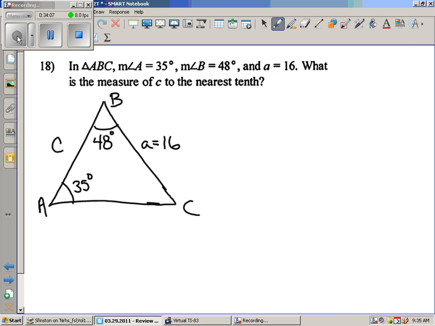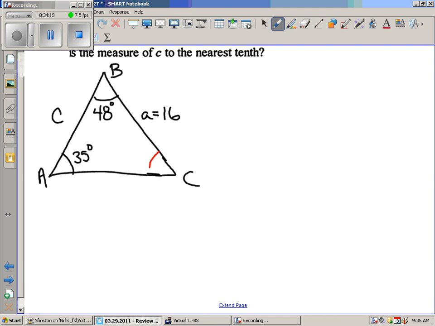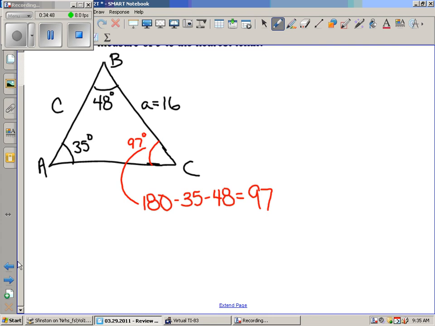I like your style. There's lots of ways we could have gone about doing this, but this is the most elegant. Angle C is going to be equal to 180 minus 35 minus 48, which is how much? 35 plus 48 is 83, so that's 97. Okay, so angle C is 97. Let's put it in here so you can see.